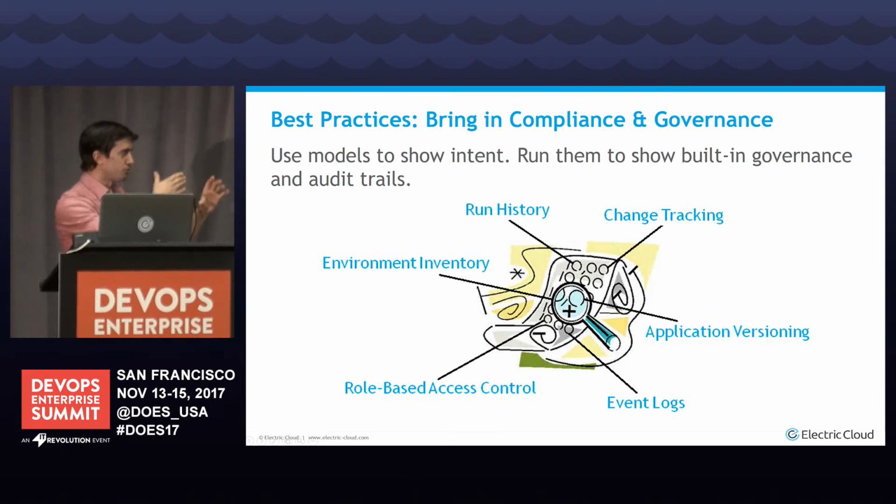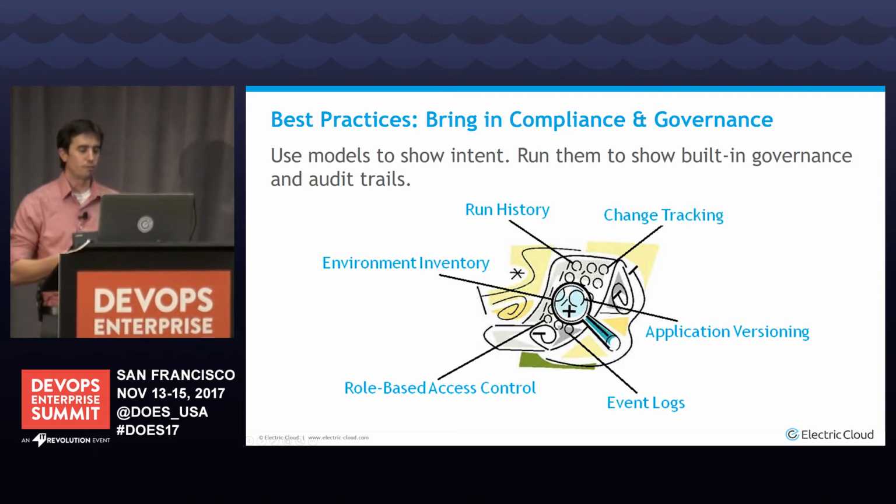Actually having the model shows your intent. You saw that pipeline. You can tell, I want to go from this to this to this, and I have these gates in between. And then running this, and if you have things like run history and change tracking, and you're recording who logged what when, a lot of these tools have this built in. You can fill in all the blanks for an auditor very easily.